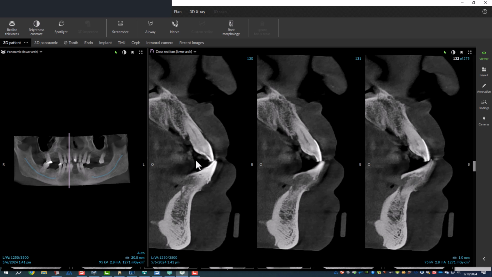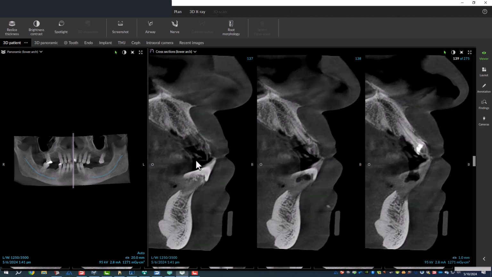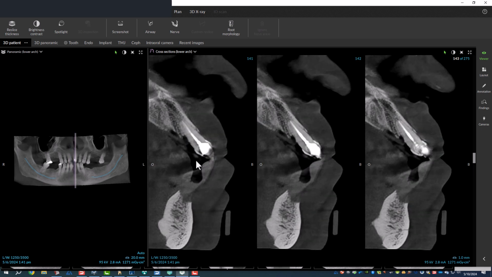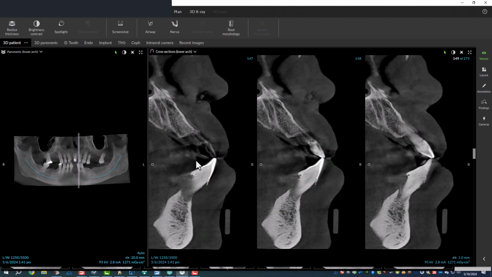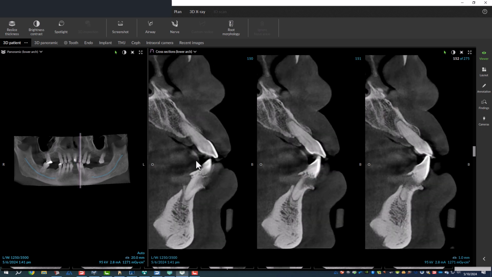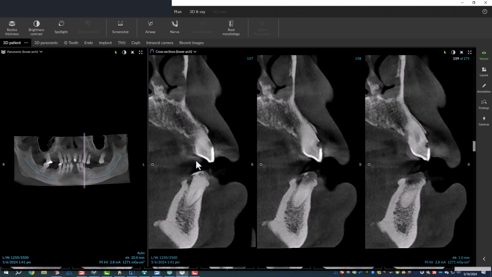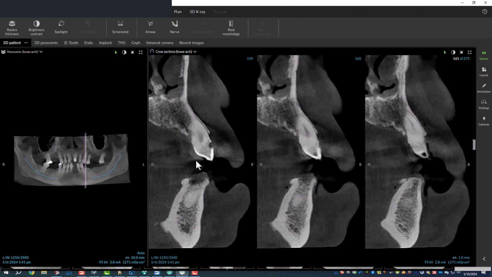We take a look at tooth number 9, still bone support, huh? And there's no apical lesion on this tooth, despite the fact there's caries on this tooth. Okay, tooth number 10, still bone support. 11, lots of bone support. There's caries. How deep does the caries go?